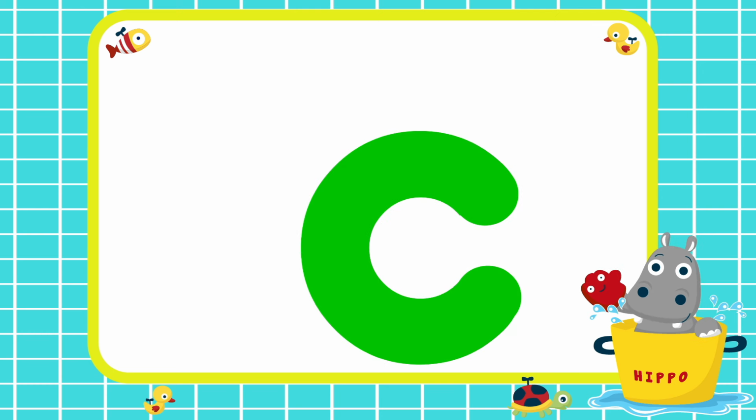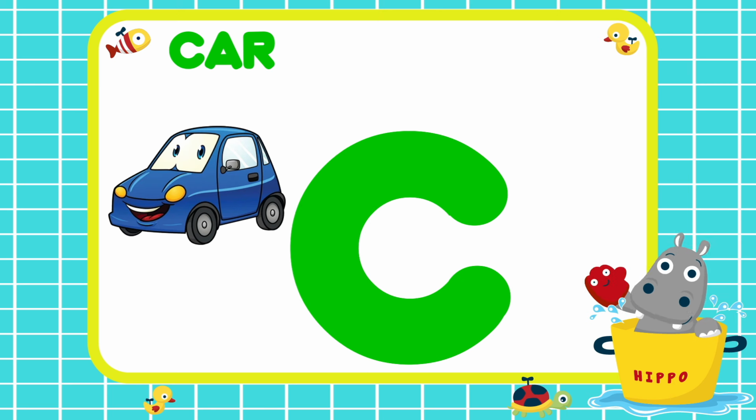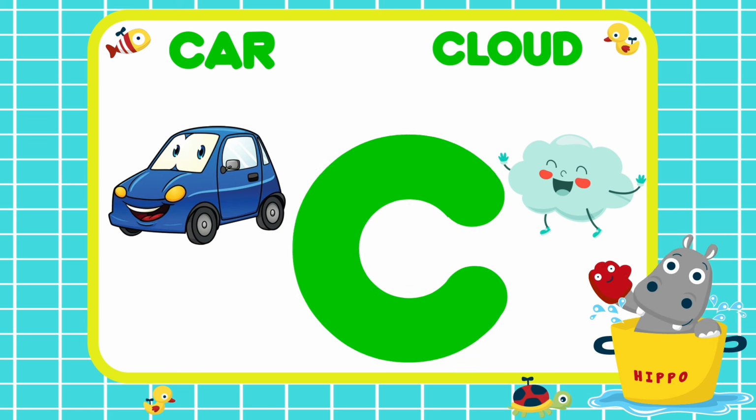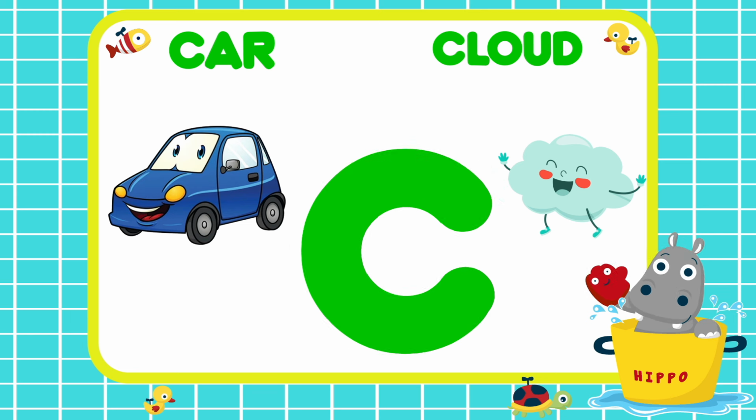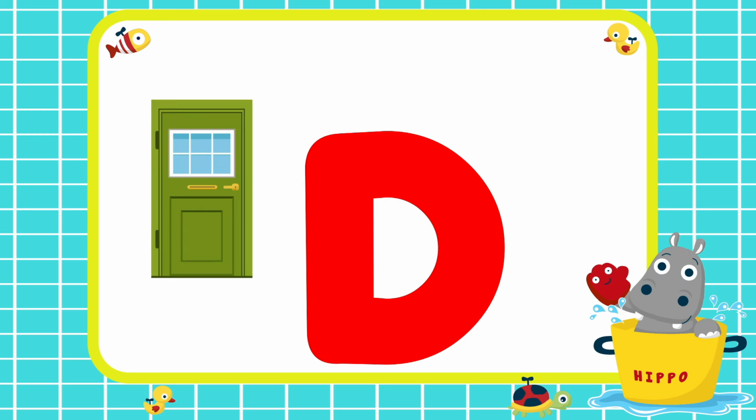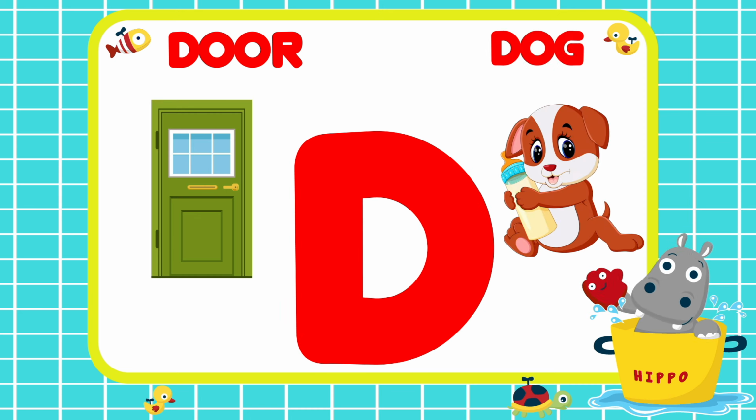C is for car. C, c, car. C is for cloud, c-c-cloud. C is for c-c-c-c-cloud. C is for c-c-c-c-car. D is for door, d-d-door. D is for dog, d-d-dog. D is for d-d-d-d-door. D is for d-d-d-d-dog.